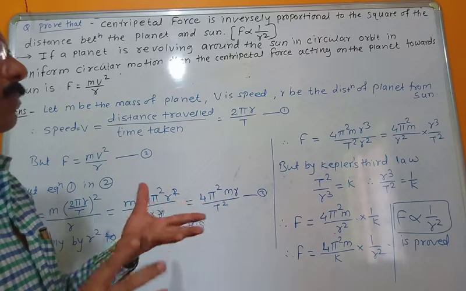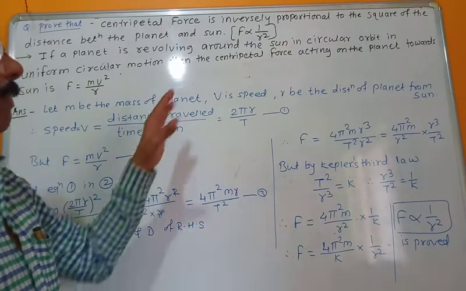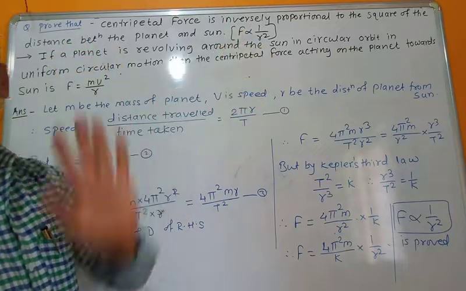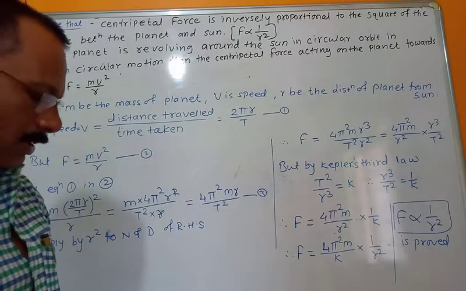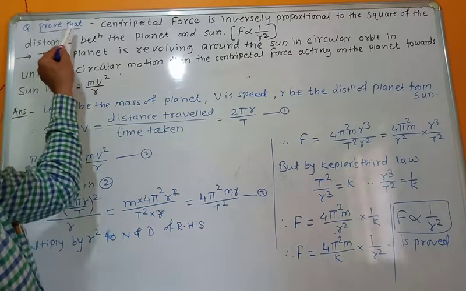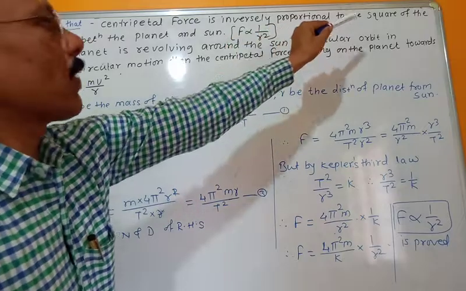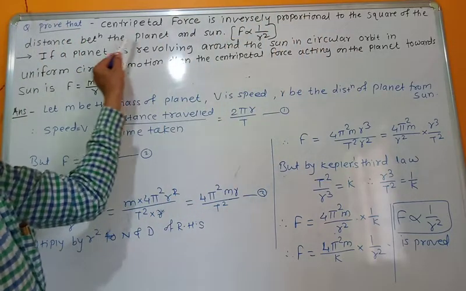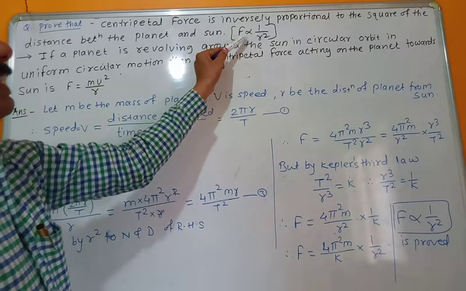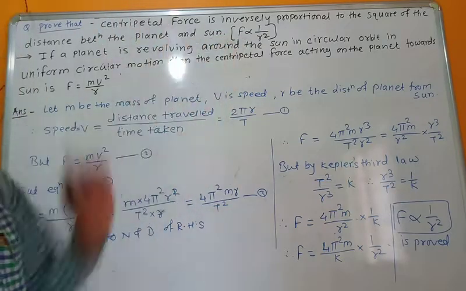Today we are going to see a very important point about the centripetal force, and that is the radius, or distance, between the planet and the sun. The question is: prove that centripetal force is inversely proportional to the square of the distance between the planet and the sun. Means F is inversely proportional to r square. We have to prove it.